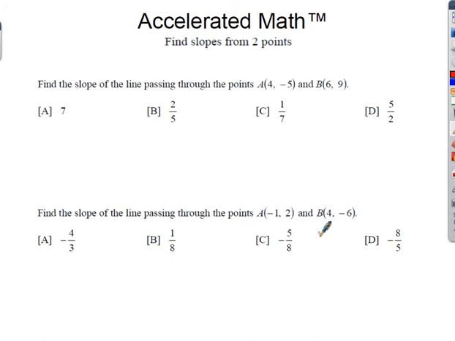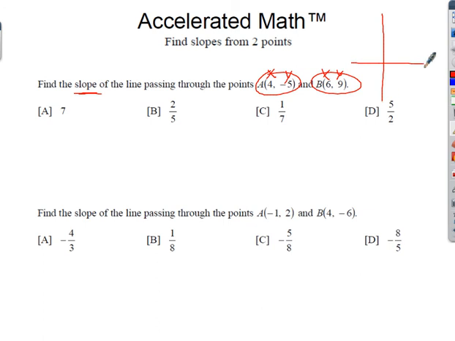Find slopes from 2 points. There's only one slope from these 2 points. Anyway, I don't know why they make it plural there. So find the slope of a line passing through these 2 points. And these 2 points are just x, y coordinates.